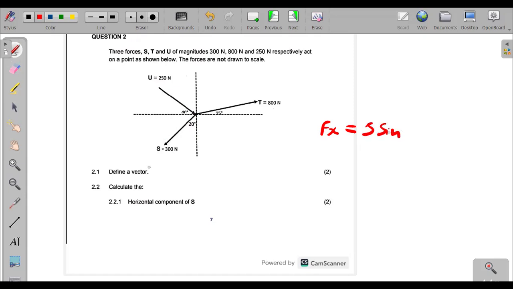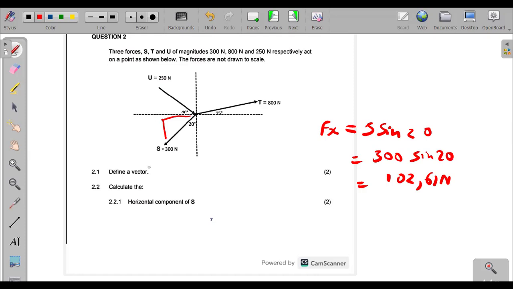because it is the angle to the vertical. So my theta becomes 20, sine 20, right? Considering the size of S is 300, we simply say 300 times sine 20. And punching that on the calculator is going to give us 102.606043, which to two decimal places is 102.61 Newton, right?